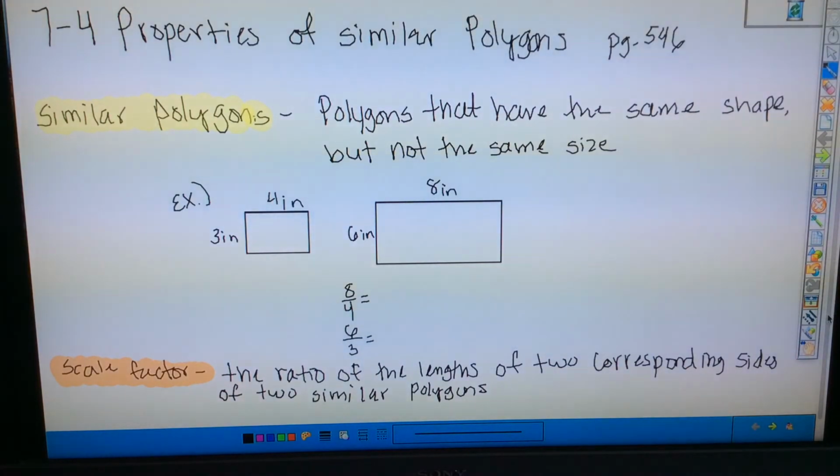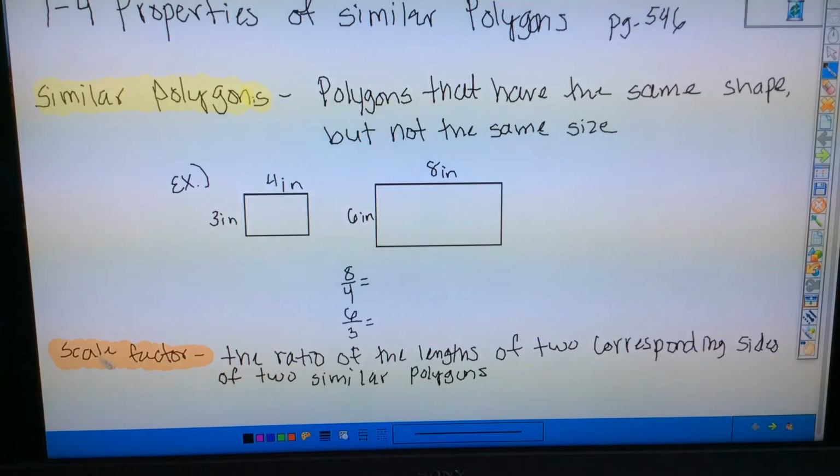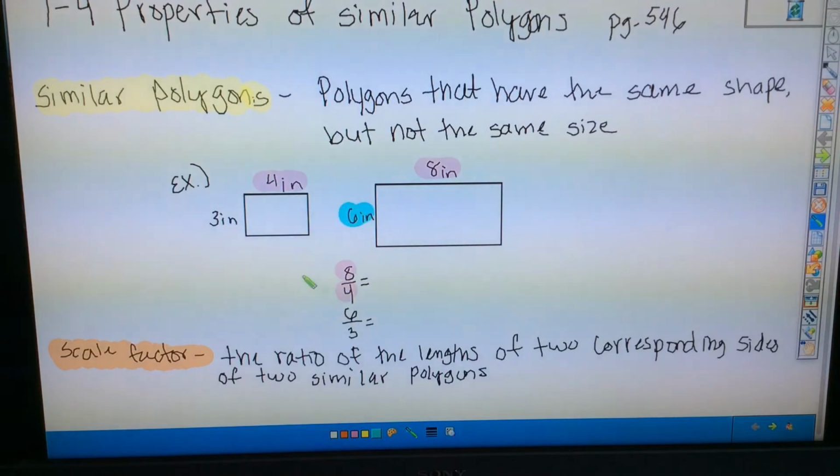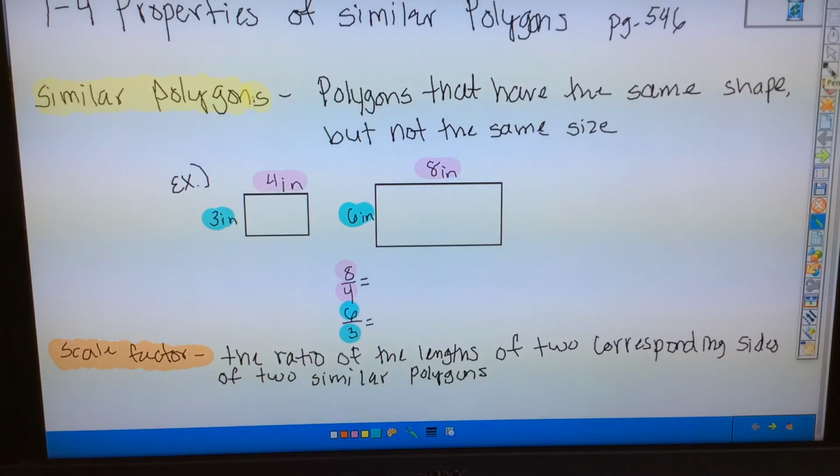The final vocab word is scale factor, which you've heard before. Basically what we're trying to figure out is, if these two are similar, what's the scale factor? Very similar to what we were doing in 7-3. So you're going to go ahead and write your ratio. Let me color code this. I'm going to say that this length of 8 inches corresponds with this length of 4 inches. And this width of 6 inches corresponds with this width of 3 inches.